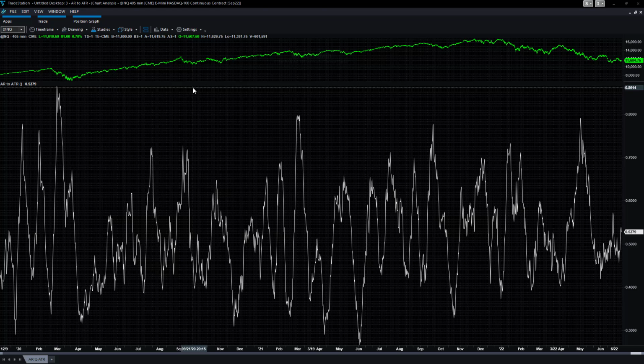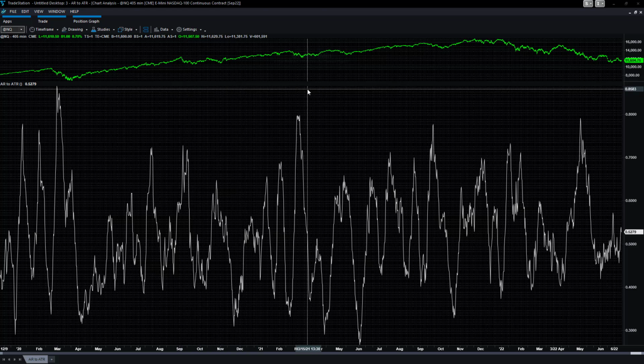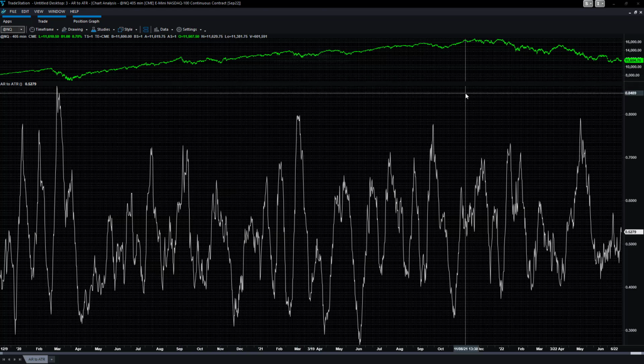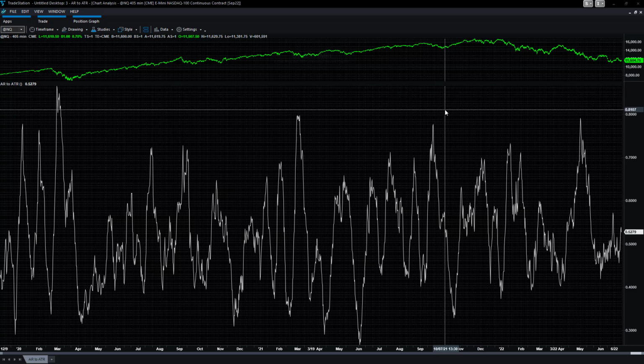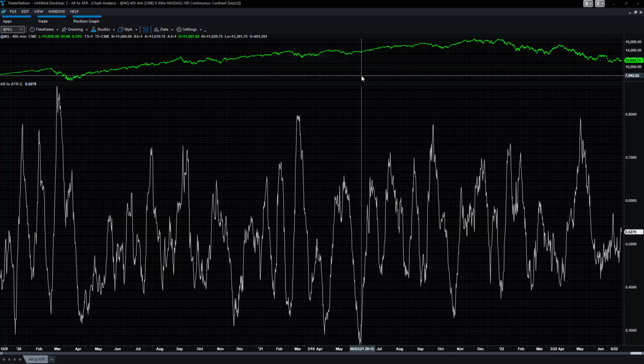Oftentimes when you see unusual price actions or your strategy struggles and you look at the market and something does not look right, it is hard to quantify. This is what I've done in this chart. I'm going to explain it and show you the EasyLanguage code.